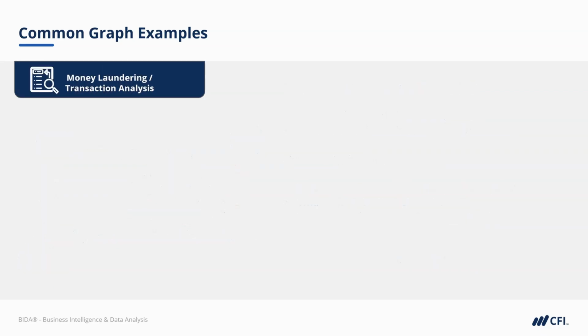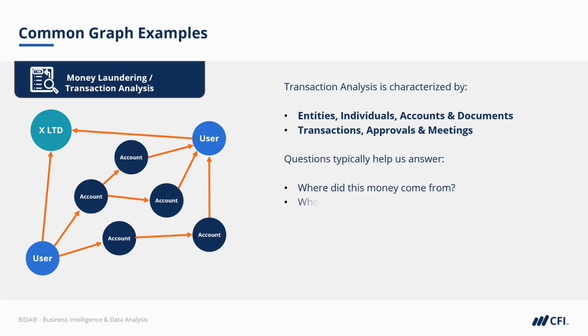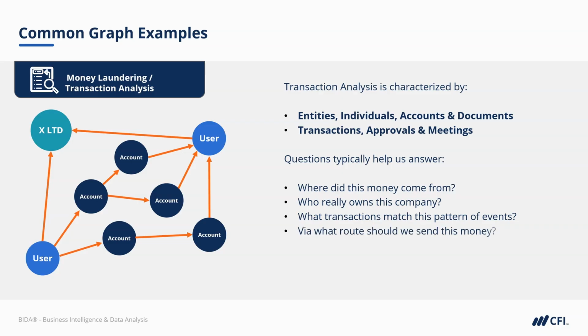Next, we have money laundering and transaction analysis. And so in these examples, we tend to have entities, individuals, accounts, and documents linked by relationships that represent transactions, approvals, and even meetings. This could help us answer, where did this money come from? Who really owns this company? What transactions match this pattern of events? Or in payment routing, we might answer, via what route should we send this money?